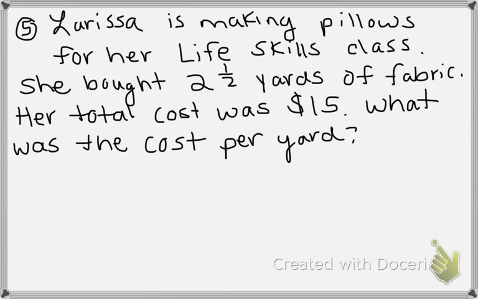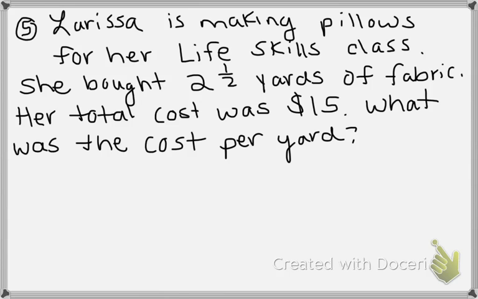Next is a word problem. Whenever we have word problems, we need to make sure that we find the important pieces of information: underline it, circle it, box it, whatever you want to do. Larissa is making pillows for her life skills class. She bought 2.5 yards of fabric. Her total cost was $15. What was the cost per yard?